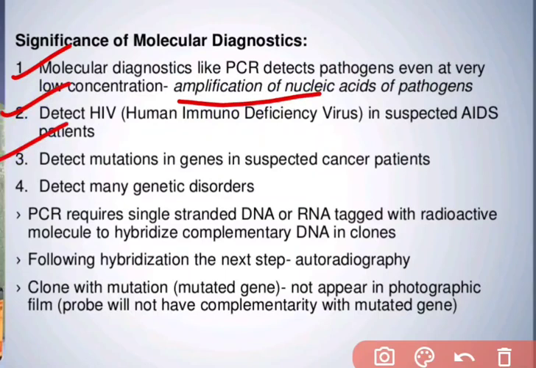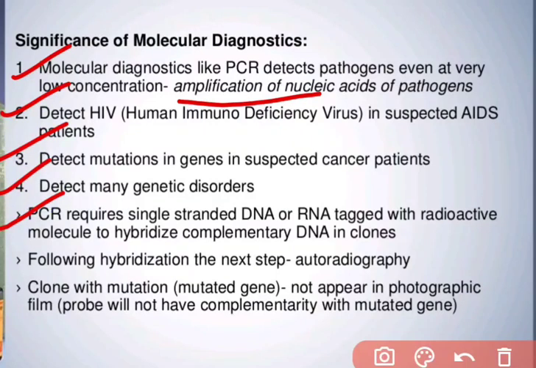Detect mutations in the genes in a suspected cancer patient, meaning whether cancer is there or not. Otherwise we have to wait until the last stage, the third stage, to detect by symptoms whether cancer is present. But if we apply the PCR technique, we can find the mutation, meaning cancer is developing when mutations in the cells, mutations in the genes, are appearing. That mutation in the gene can be detected by this process even when symptoms are not yet appearing. Next, many genetic disorders can also be detected. So these are the significance of molecular diagnostics, which includes the PCR technique.